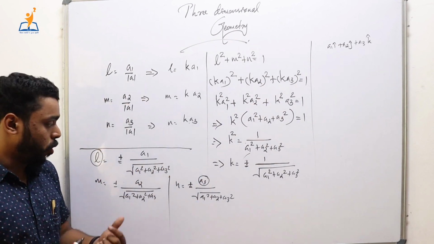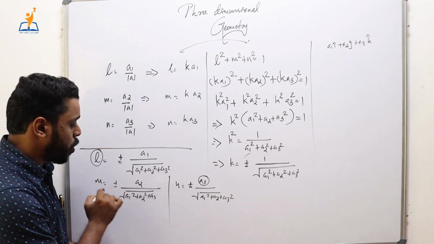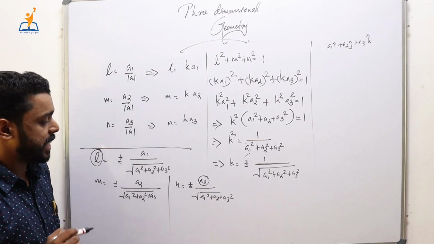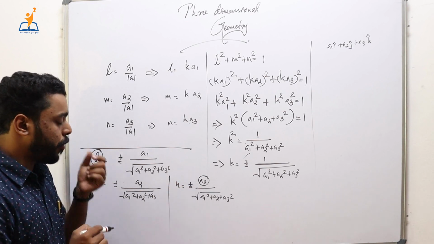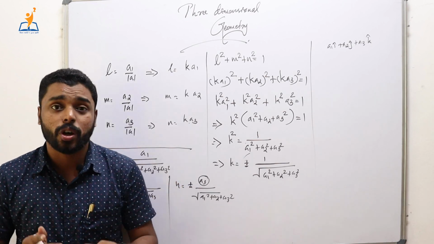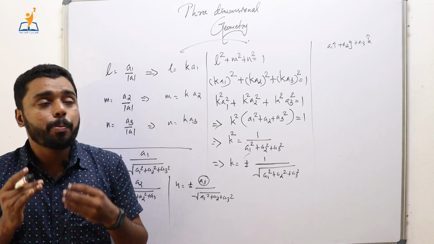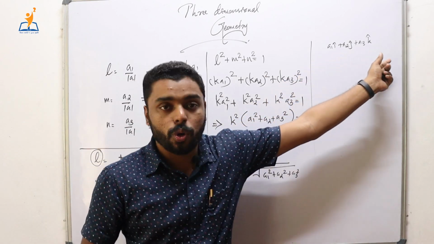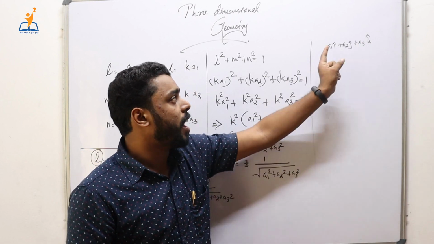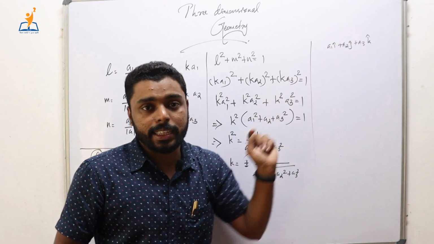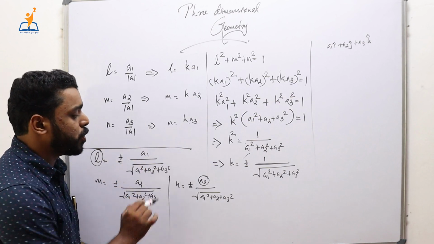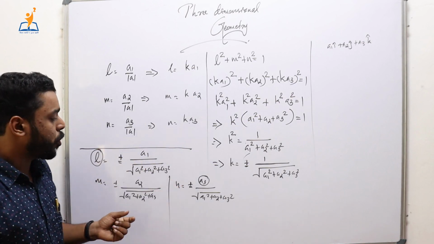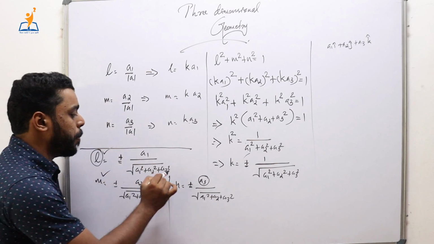M is equal to plus or minus A2 divided by square root of A1 square plus A2 square plus A3 square, and finally N is equal to A3 divided by square root of A1 square plus A2 square plus A3 square, because we are provided with the vector A is equal to this, and we know what is A1, A2 and A3. So it is enough for us to just substitute those values of A1, A2 and A3 in each of these equations to get L, M and N.